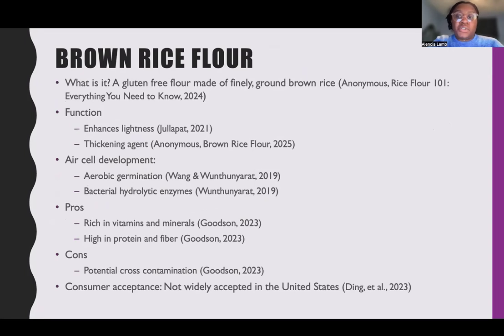So now moving on to brown rice flour. So what is brown rice flour? It is a gluten-free flour made of finely ground brown rice, containing the bran and germ of the rice kernel, and it also has a mild and nutty flavor profile. So the function of brown rice flour is that it enhances the lightness of baked goods, and it acts as a thickening agent. As far as air cell development, there are two different potential ways of doing this.